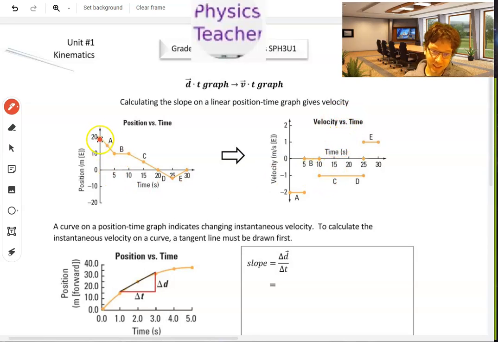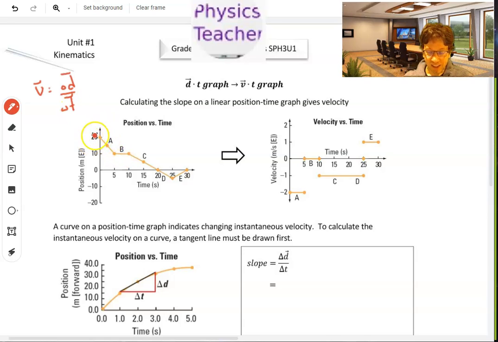And how we do it is the slope on a position time graph is your velocity. Remember, velocity is displacement over time. Right? Let me rewrite that. So velocity is displacement over time.